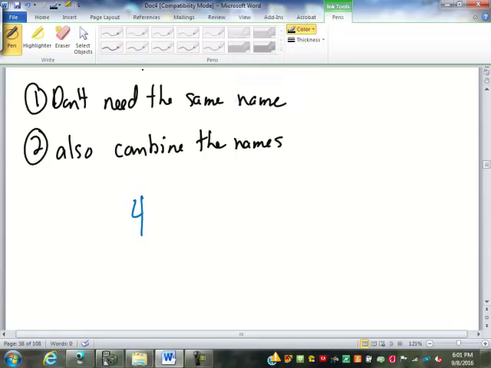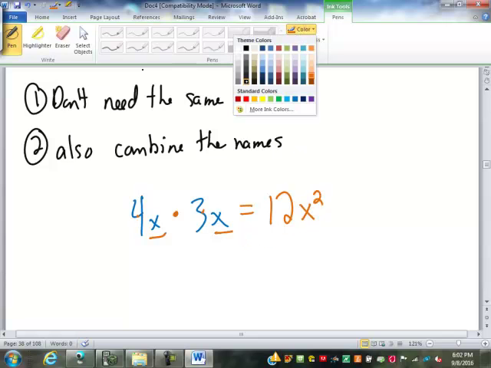So if I have 4x times 3x, these happen to have the same name, but it really doesn't matter. When we go to combine them, we're going to combine the counts like we always do. We're multiplying, so it's 4 times 3 makes 12. But since we're multiplying, we're going to also combine the names. X times x is x squared, so 12x squared.